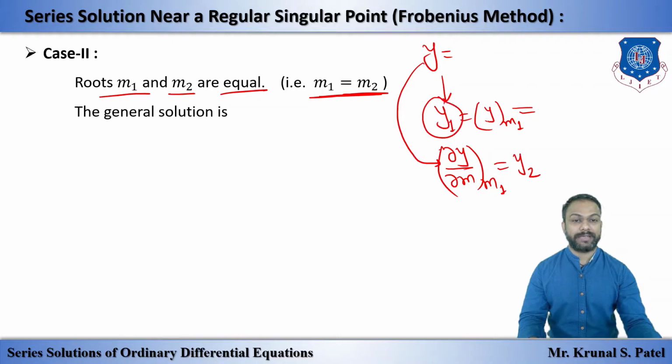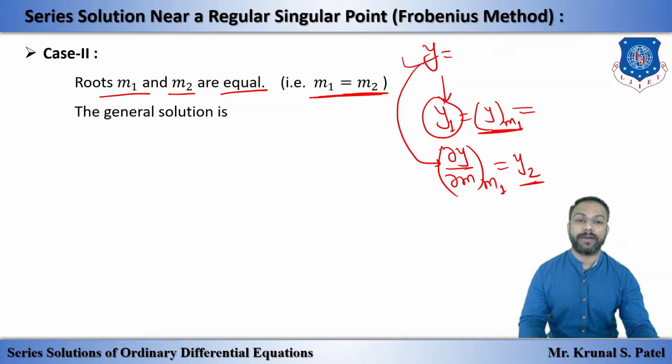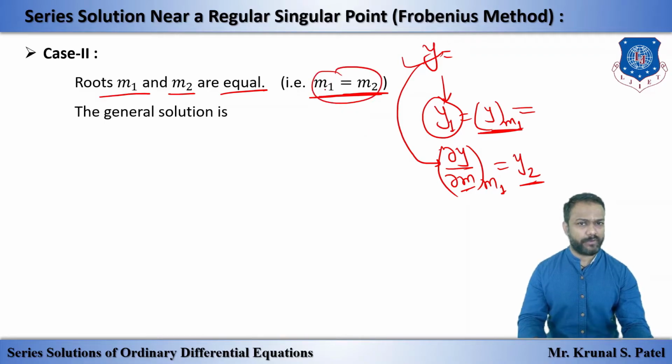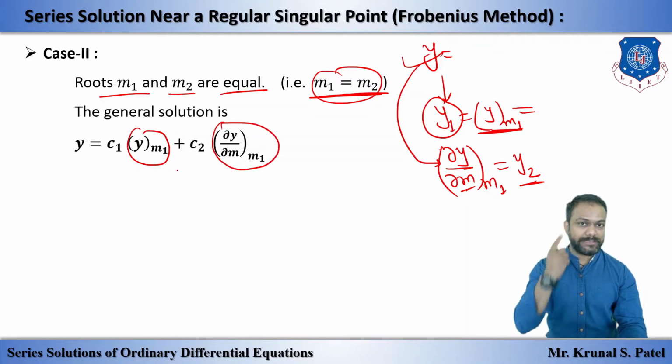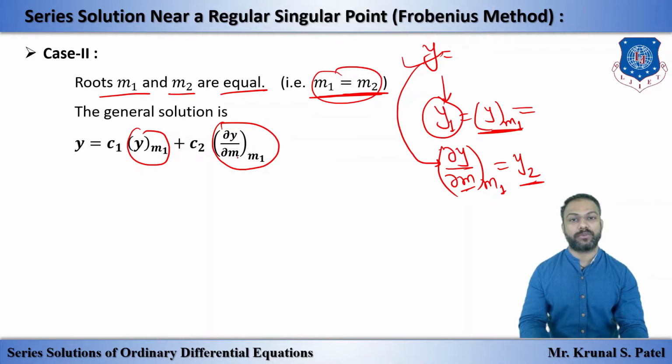So y1 is the same as in the previous case, but to find y2 we have to differentiate y partially with respect to m, and then we will put m1 or m2, because both are equal. So this is our general solution. This is our y1 and this is our y2. y1 is directly the same as in the previous case, and y2 we find by differentiating y with respect to m partially and putting m1.